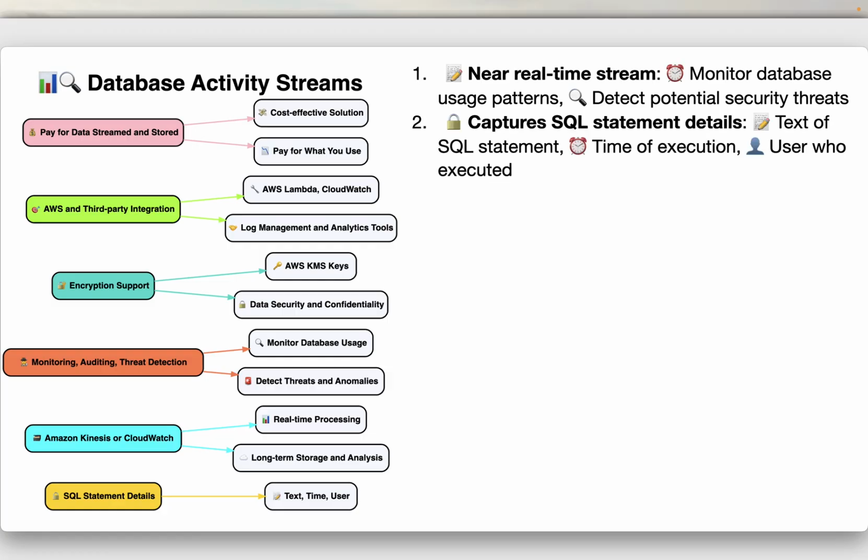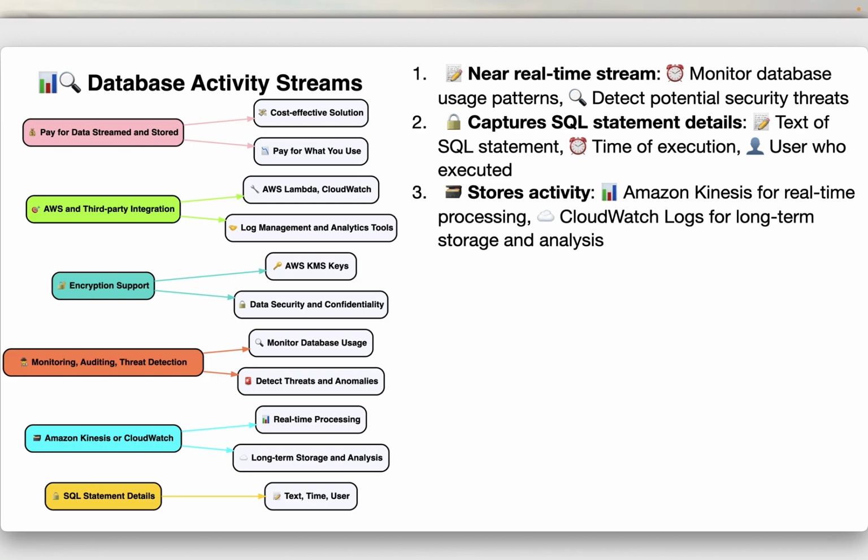Second, captures details of SQL statements. The feature captures detailed information about SQL statements executed against your database, including the text of the SQL statement, the time of execution, and the user who executed it. Third, stores activity in Amazon Kinesis or CloudWatch. Database activity streams can store the captured activity in Amazon Kinesis data streams for real-time processing or in Amazon CloudWatch logs for long-term storage and analysis.